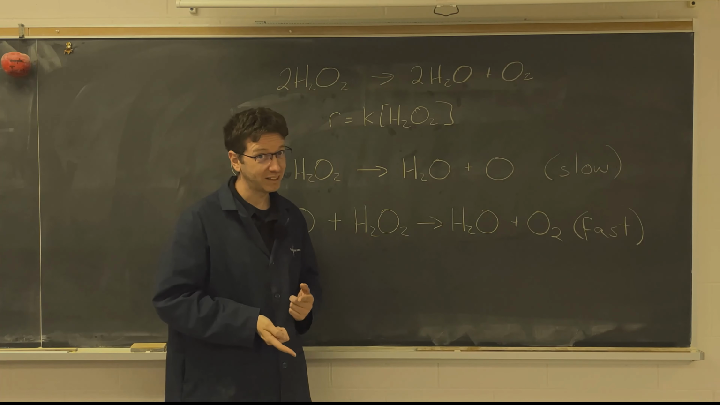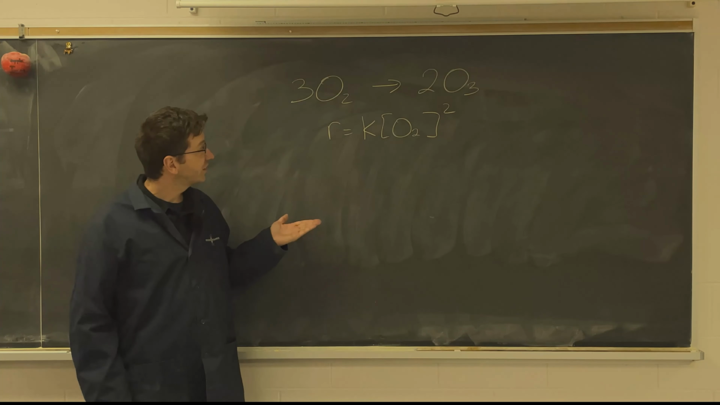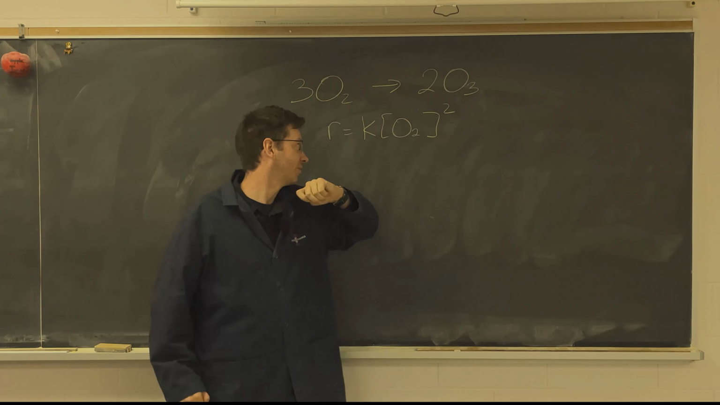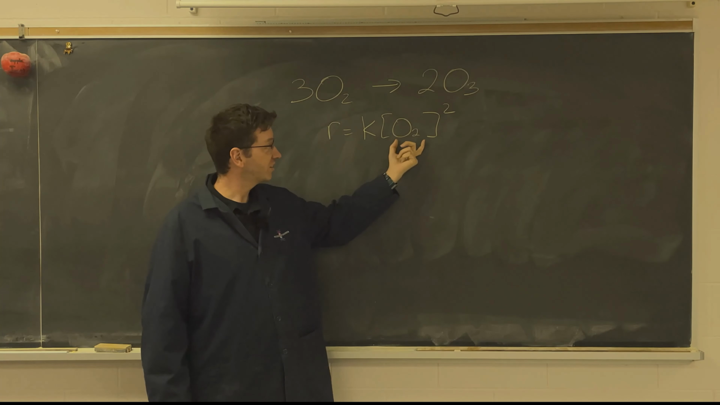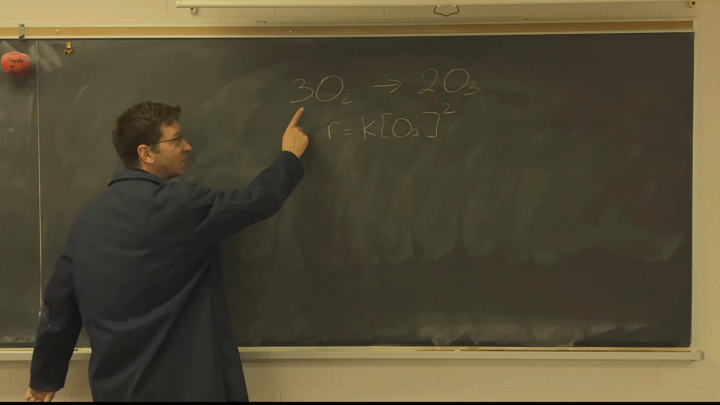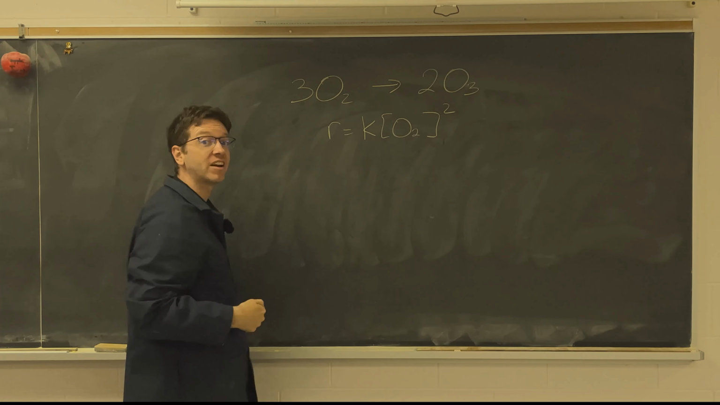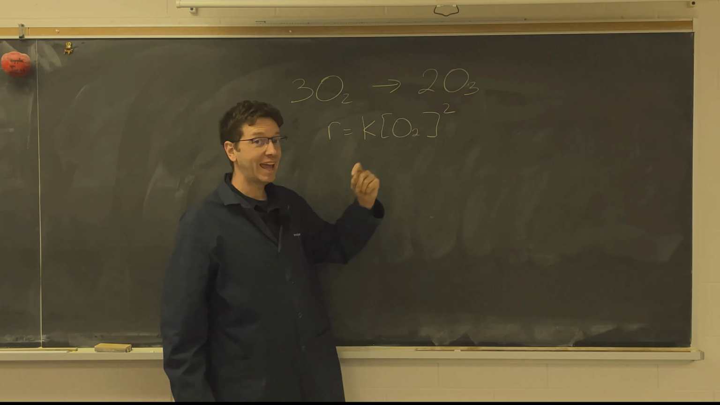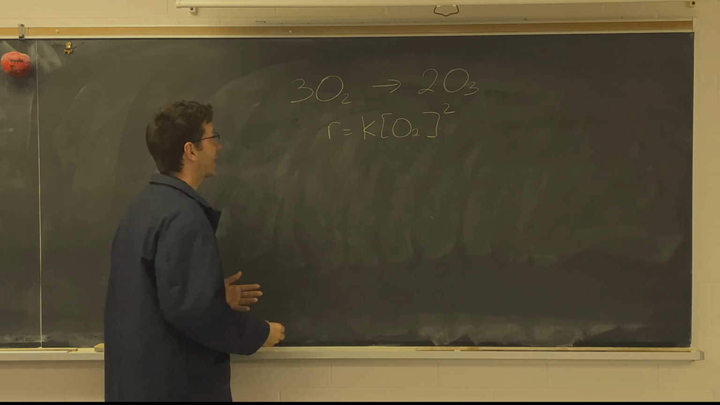You want to try another one? Let's try one more. All right, so in this example, we have 3 moles of oxygen becoming 2 moles of ozone. And the rate law is the concentration of oxygen, squared. So that does not match our reaction. This is not an elementary process. It's of order 2. And we need to propose a mechanism.